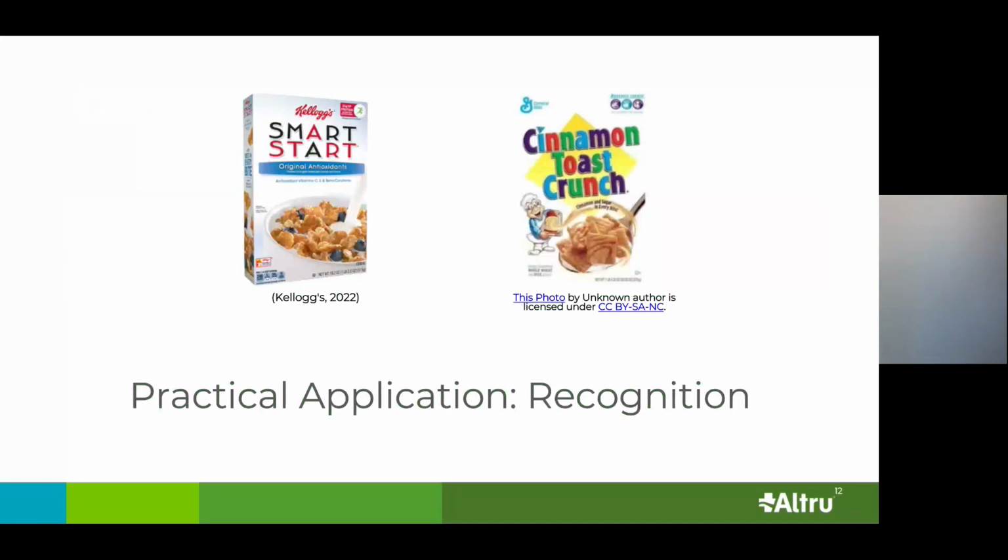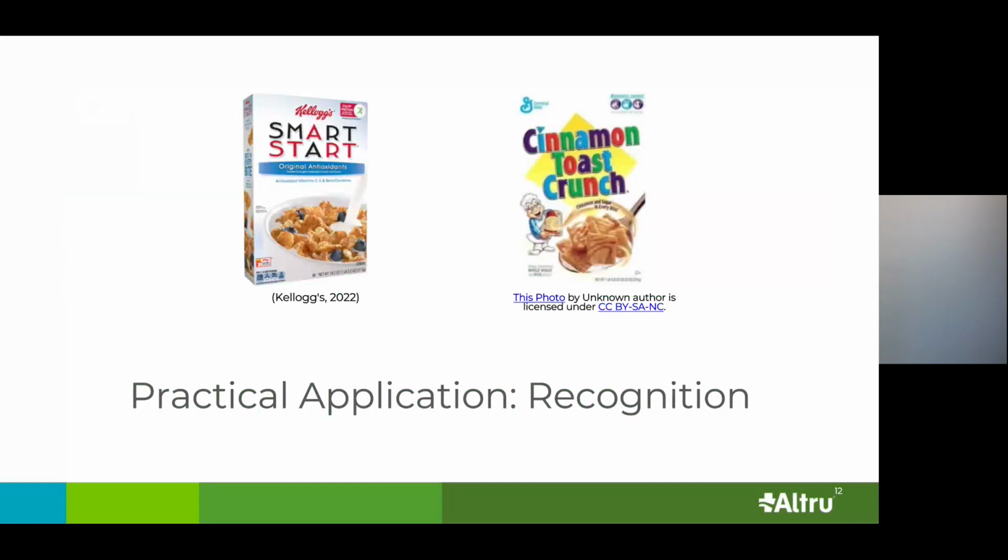All right, so I want you guys to look at these two images of the cereals on the screen. And just by looking at the cover, what one do you think contains the most added sugar? You think the one on the right?